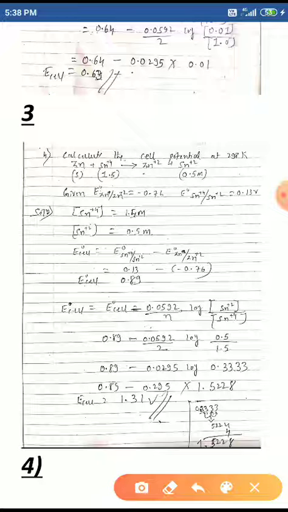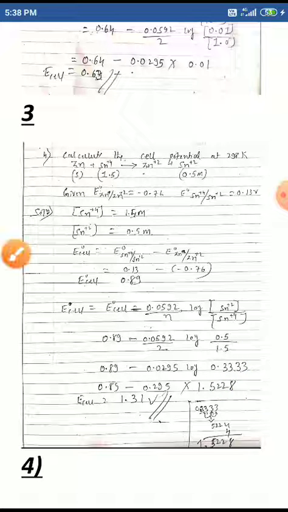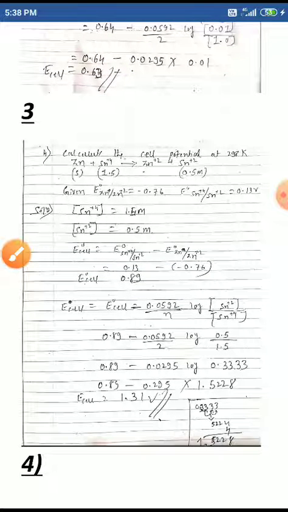Next, 0.5 divided by 1.5 concentration, we got 0.3333. In the log table, 33, you go for the third column, and the mean difference also 3. Then we got the value 5.228.